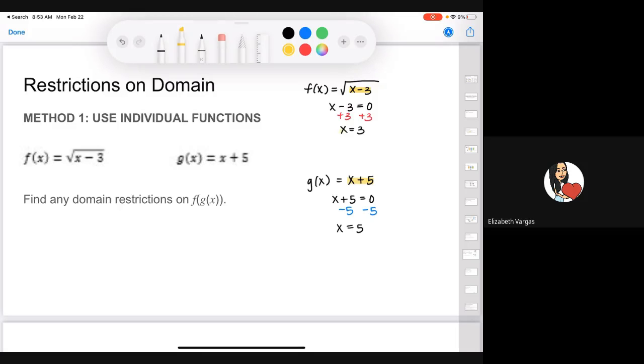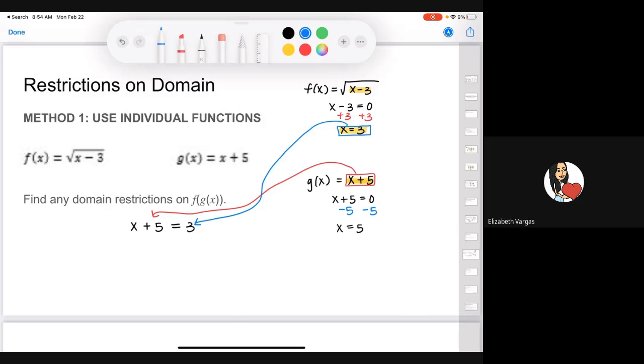So basically what that would look like is x plus 5 equal to 3. What I did is I took my g(x), this value right here, put it right here, and then I took my domain restriction that I found of f(x) and put it right here. And what I want to do is solve for this to find where the commonality of those two are.